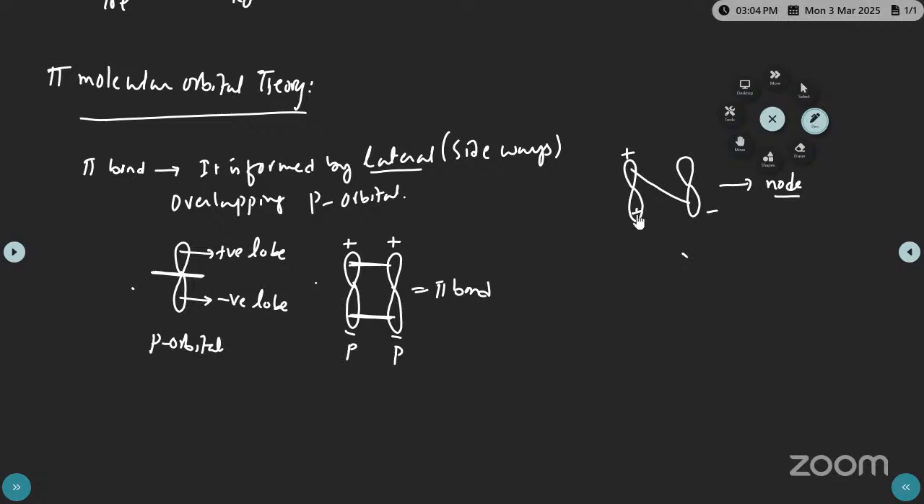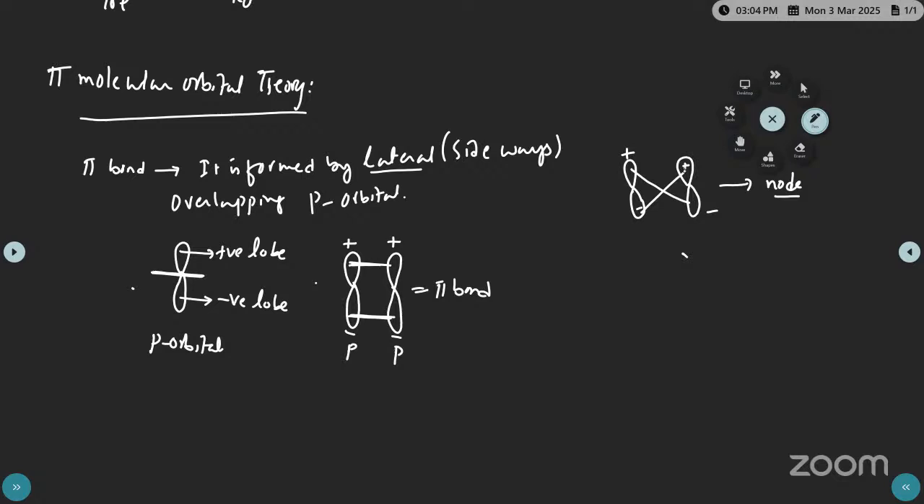So here also, this is the negative lobe and this is the positive lobe. Like this, overlapping leads to a nodal plane. In this way, pi bonds are formed by the lateral overlapping of the p orbitals.